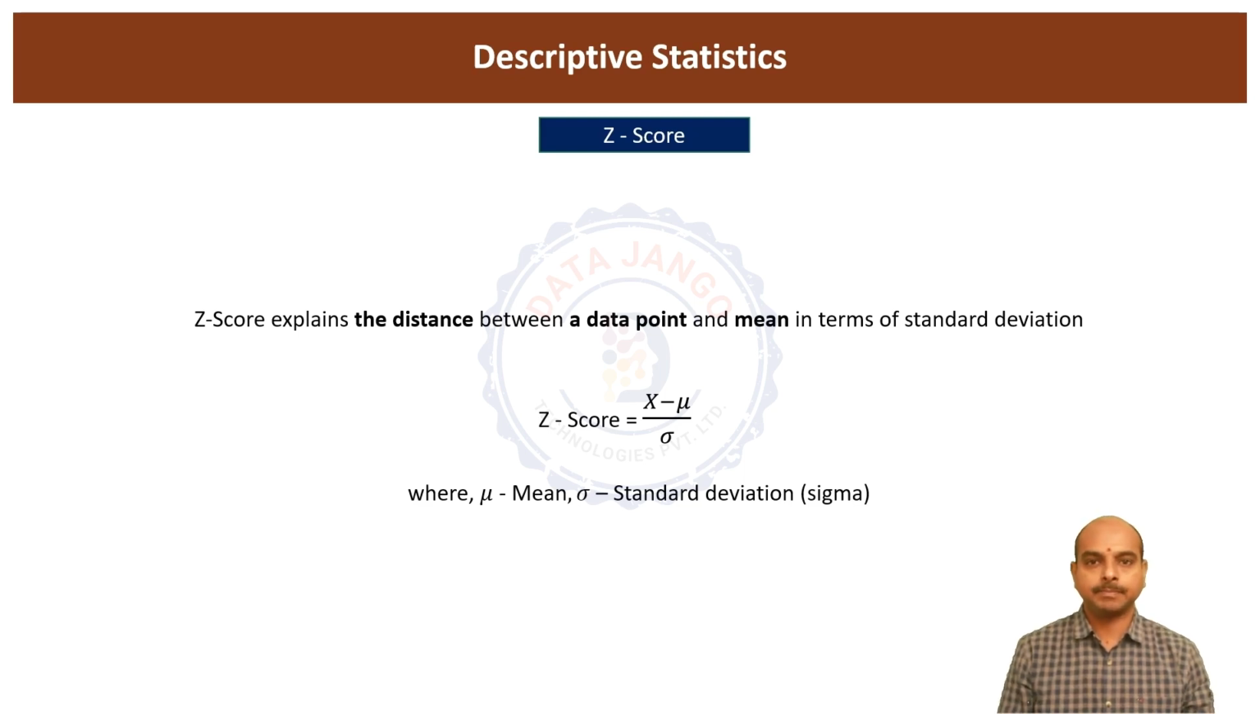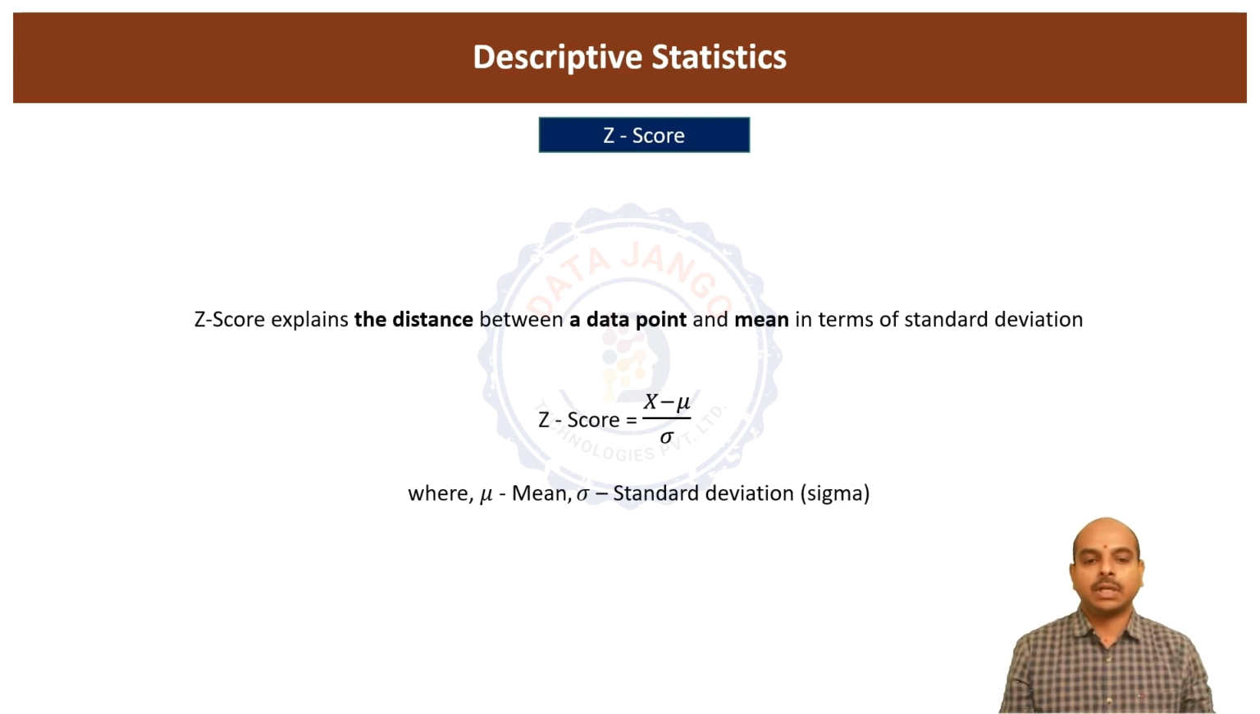Hello and welcome back. So far we have understood the central tendency, mean, mode, median, and then variance and standard deviation. We have understood that only central tendency cannot explain data perfectly. So we have taken the help of variance or standard deviation to explain data perfectly. So now let us try to understand what is z-score.